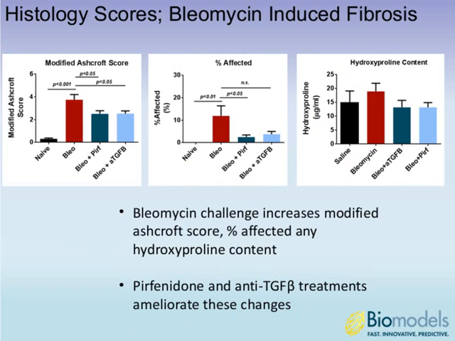If we want to look at the Ashcroft scores, percent affected, and hydroxyproline content in these animals, we see that the Ashcroft score increased significantly with bleomycin treatment in comparison to naive animals. Pirfenidone significantly reduced the Ashcroft score, as well as anti-TGF-beta treatment. If we want to look in terms of affected areas, again, bleomycin induced an approximate 12% affected area, and this was significantly reduced with pirfenidone and reduced with anti-TGF-beta treatment, but not significantly. You can see hydroxyproline followed the same trends.